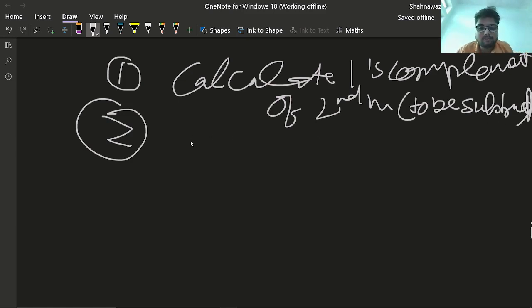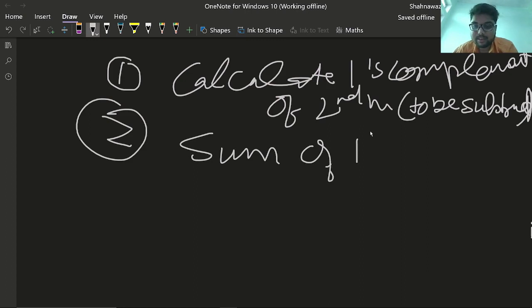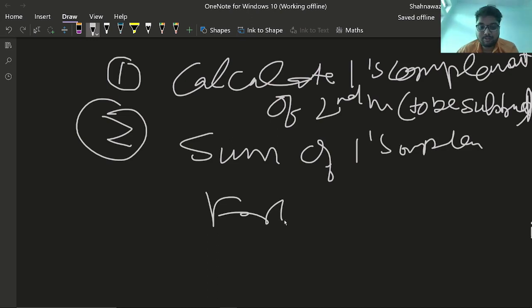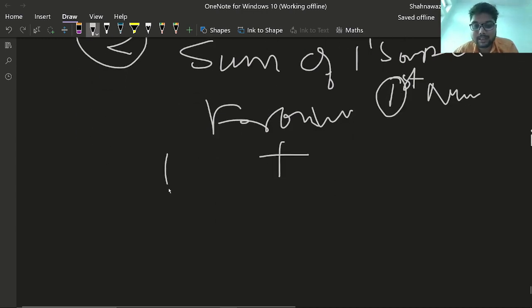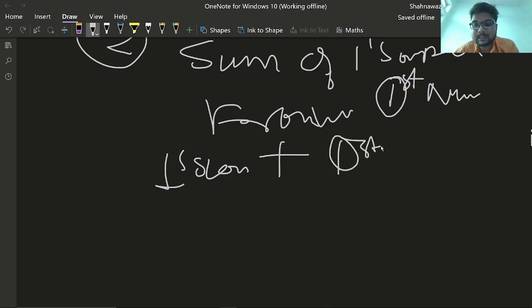Then now you have to add. We have to form the sum of the ones complement, the one we found in step one, and the binary number from which we have to subtract, that is the first number. We have to add it to that, that is, ones complement plus first number.